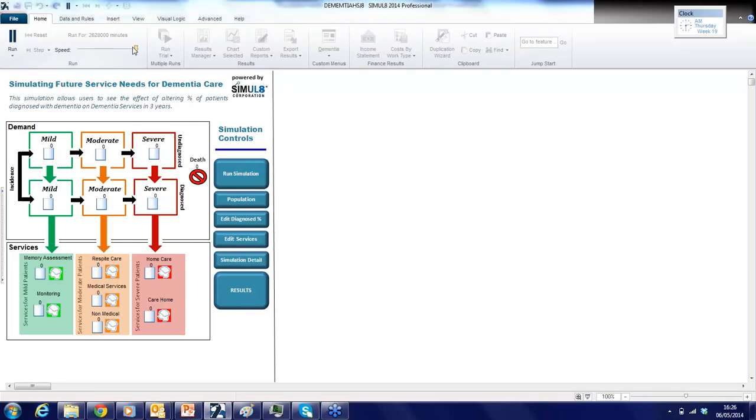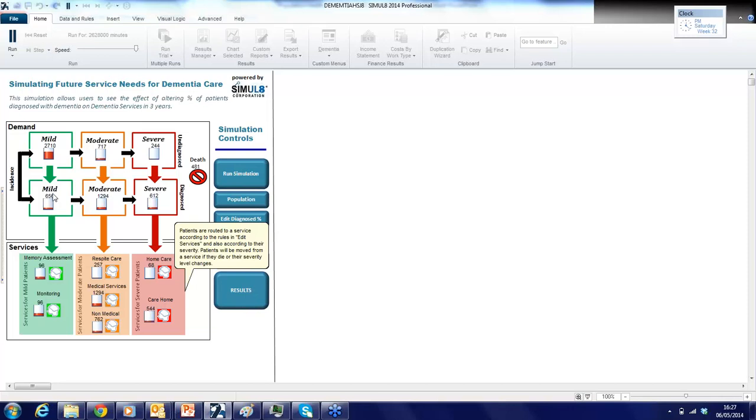So the basis of this model is a population, and we're expecting that a proportion of that population will have mild dementia, which will move to moderate dementia and severe dementia. And it depends on whether you're diagnosed or not, and so we've got an undiagnosed path and a diagnosed path, because not everybody's diagnosed, as to whether you get services or not, and obviously you have different sorts of services depending on the disease state that you're in.